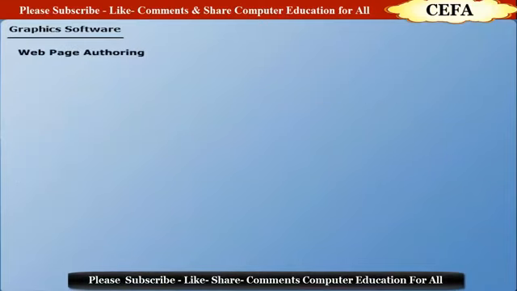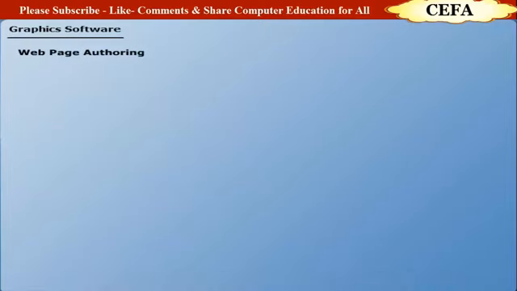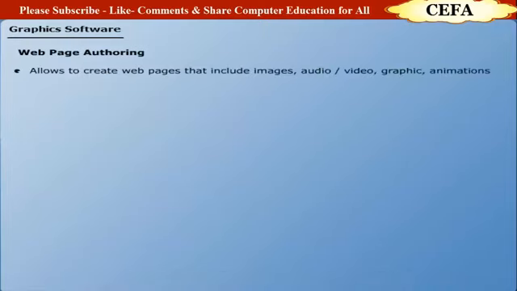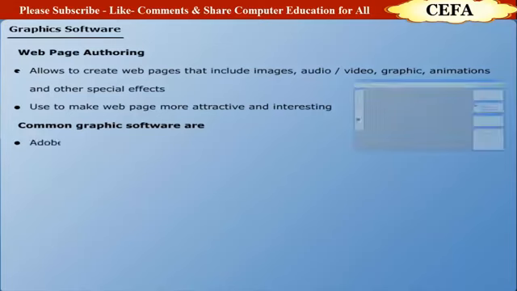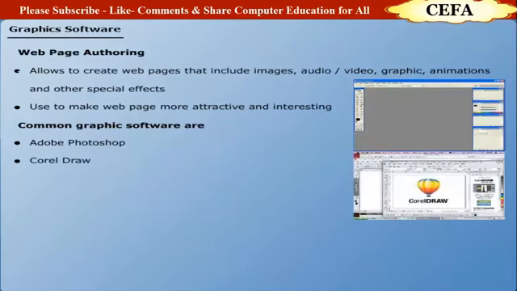Number 5. Web page authoring. Web page authoring allows users to create web pages that include images, audio, video, graphics, animations, and other special effects. They are used to make the web pages more attractive and interactive. Some commonly used graphic packages include the following. Number 1, Adobe Photoshop. Number 2, Corel Draw. Number 3, Macromedia Freehand.